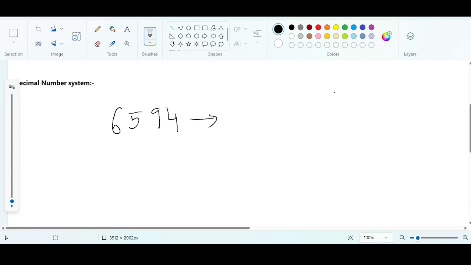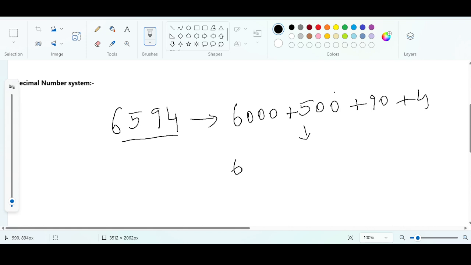I want to pronounce it, right? How do we usually pronounce it? 6000, 500, 90, 4. The combination of 6000 plus 500 plus 90 plus 4 is going to give what? 6594. If I want to break it down further, I can do it with the multiples of 10. 6 into 10 to the power of 3 plus 5 into 10 to the power of 2 plus 9 into 10 to the power of 1 plus 4 into 10 to the power of 0.